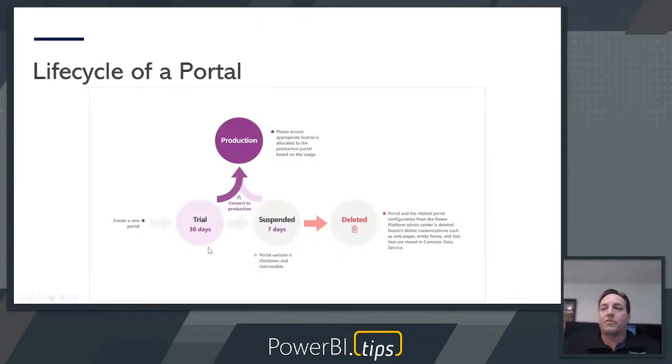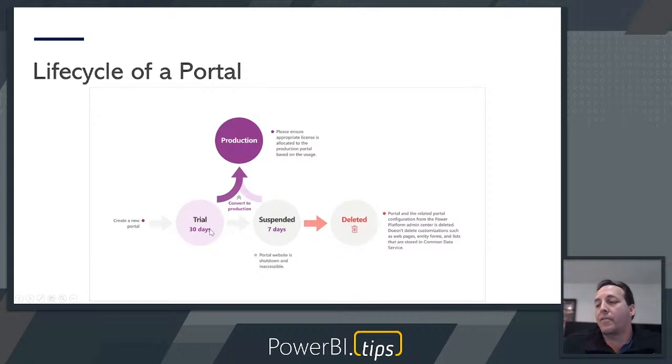So while we're doing that, let's talk about the life cycle of this portal that we're about to create. All portals start as trials. While you're in that 30-day period, you can decide if you want to use it. You can play around with it, dump it, start over, whatever. At the end of the 30 days, or anytime before that, you can convert it to a production environment, and the production environment makes it permanent. This is where it starts using your licensing and metering and things like that.